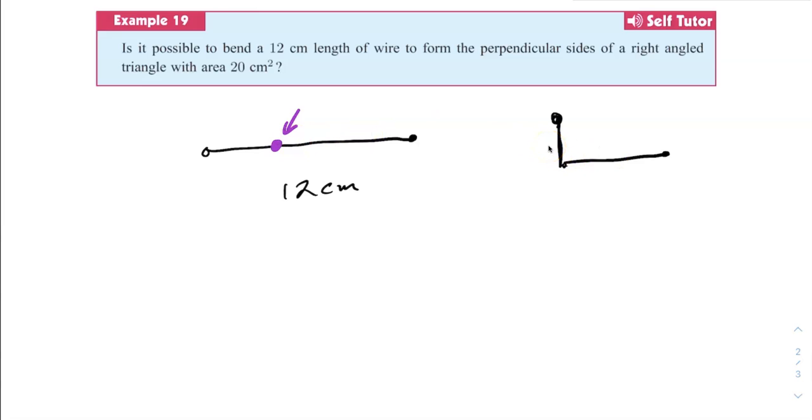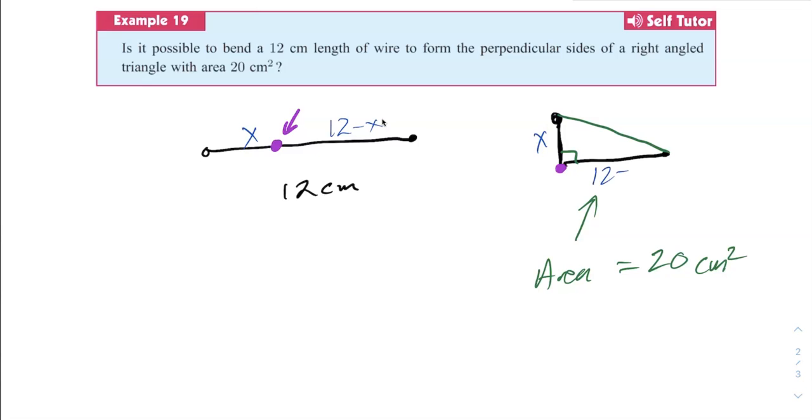This is my purple wire length to form the perpendicular sides of a right angle triangle with area of 20. So these are the sides of a right angle triangle. I want the area of that thing to be 20 centimeters squared. And the trick to doing this: we know the whole length here is 12, so we're just going to label one side x. And that makes the other side 12 minus x. So x and 12 minus x.